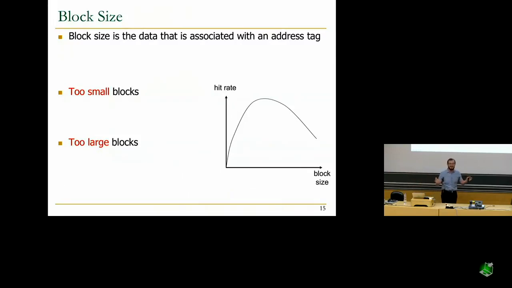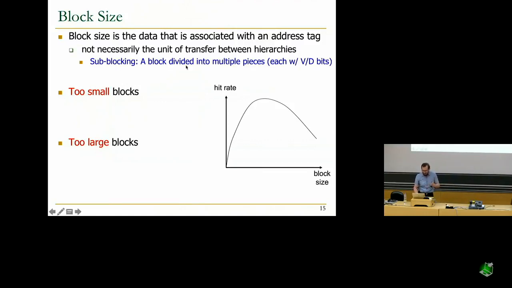So given a cache size, let's say 1 megabyte, do you want to have 8-byte blocks or 64-byte blocks or 1 megabyte block? If you have 1 megabyte block, you have only 1 block in the cache. If you have 64-byte blocks, you have somewhere in between. If you have 1-byte blocks, you have 1,000,000 blocks, right? That's the trade-off.